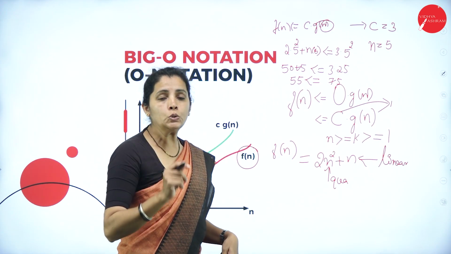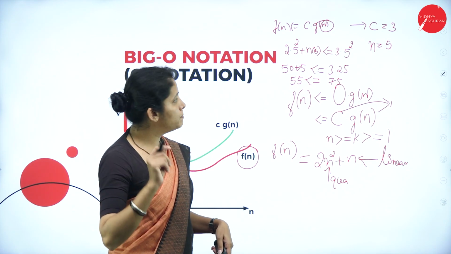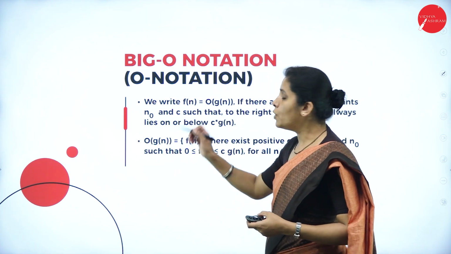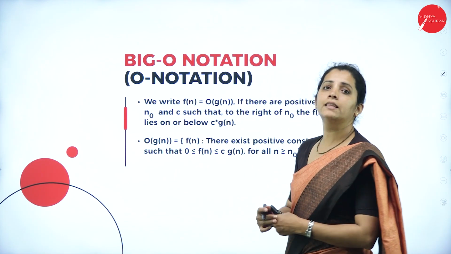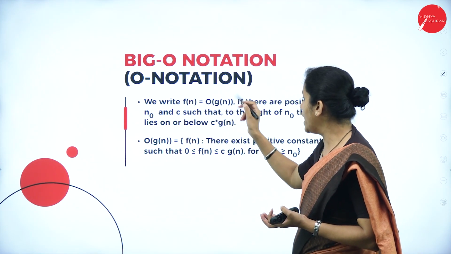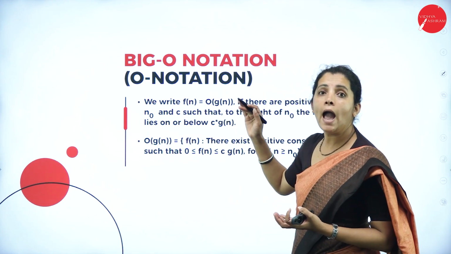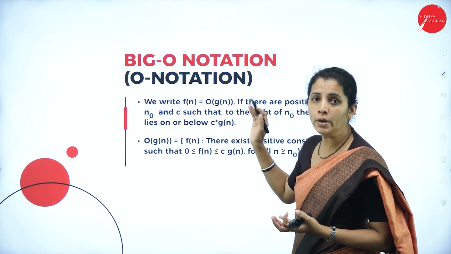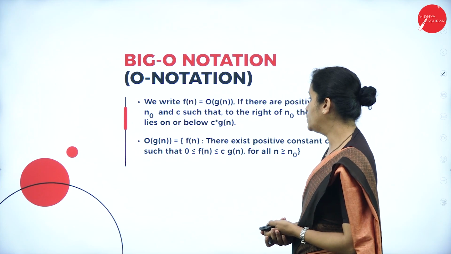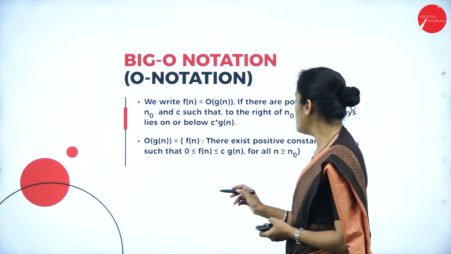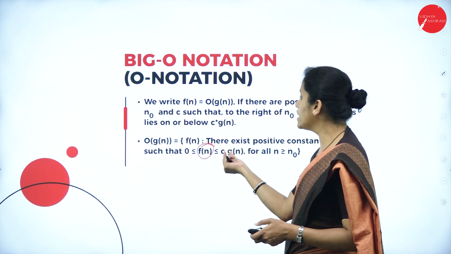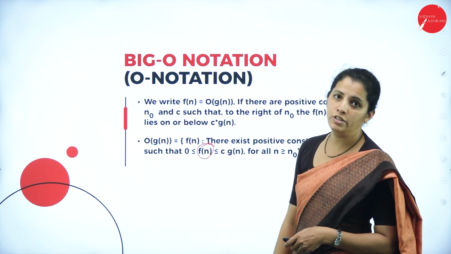So I want to choose C in such a way that it must satisfy the given condition. So we write f of n, that is represented as big O of g of n, where n must be a positive integer. That's nothing but n must be greater than or equal to 1. Now I'll write f of n must be less than or equal to c of g of n.